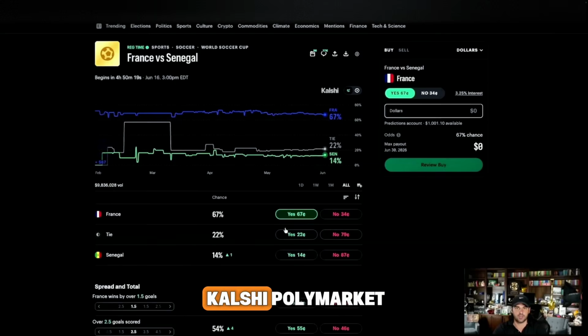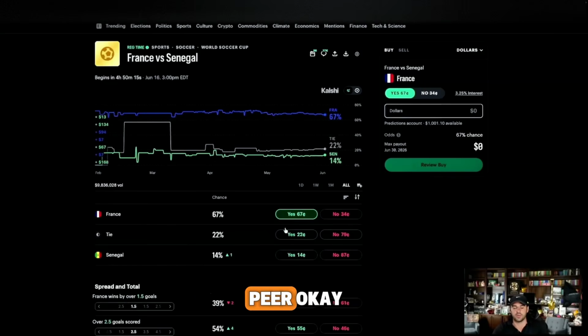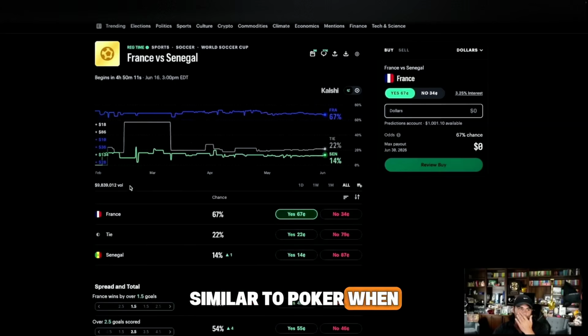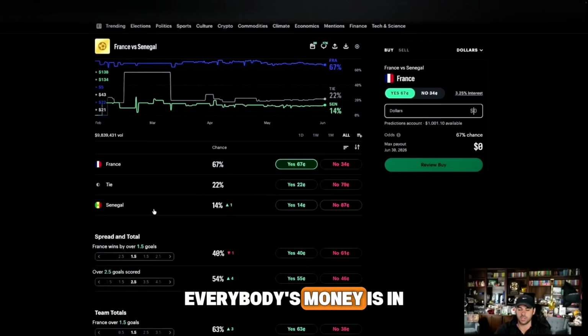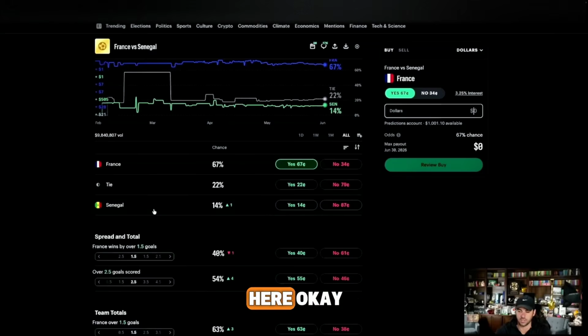Never been banned from Kalshi, Polymarket, any of that stuff. Why? Because you can't. It's a prediction market and it's peer-to-peer. Okay? So you're just in a pool with everybody else. Similar to poker. When you play poker, for example, you're in a pool. Everybody's money is in a pool, right? Somebody wins a hand, they're taking money from somebody else. It's the same thing here, okay?